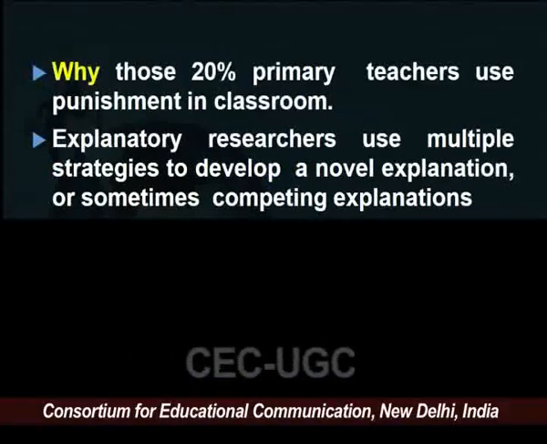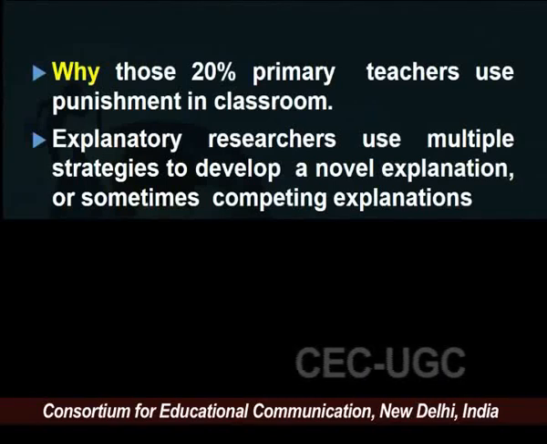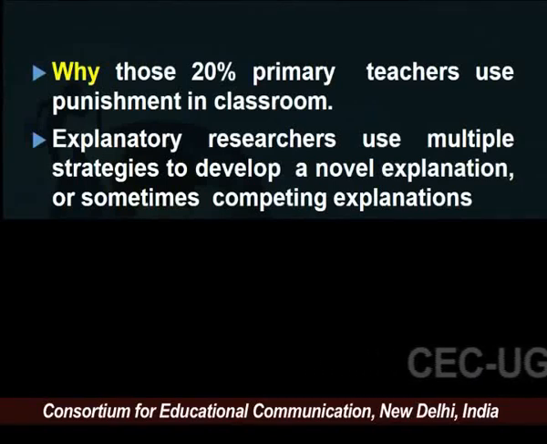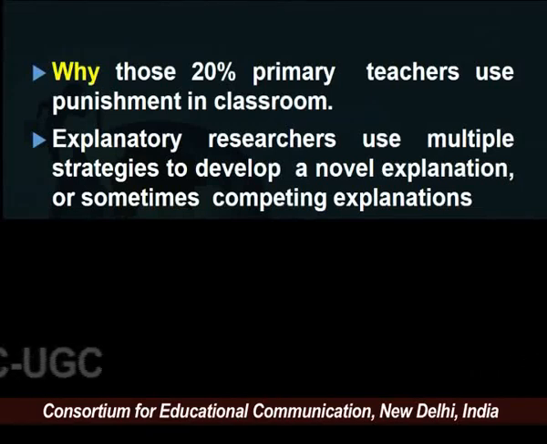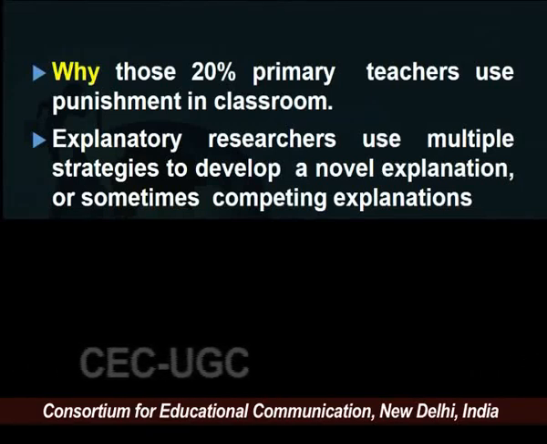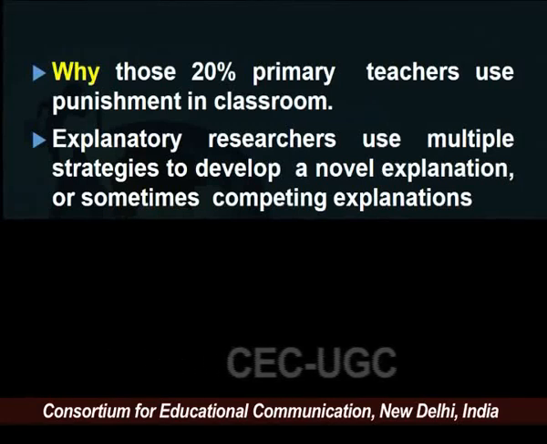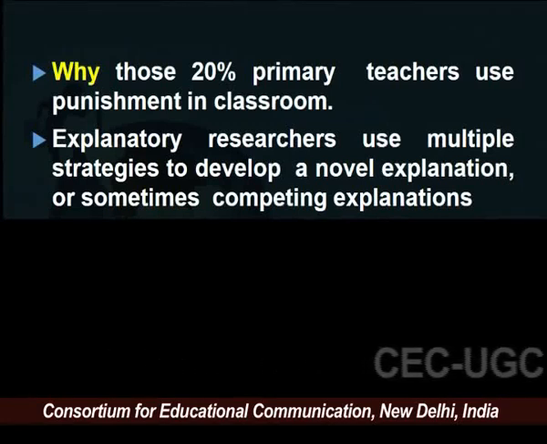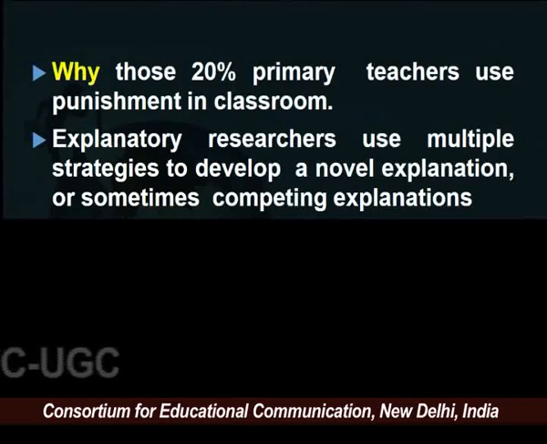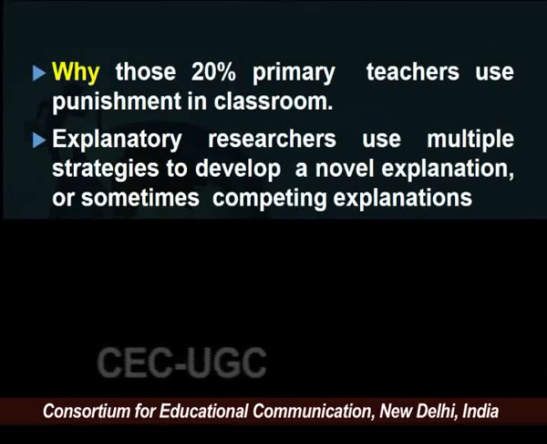So in the example where 20% of primary teachers were seen using punishment in the classroom, an explanatory researcher will find out why, what was the reason for using punishment by those 20% of teachers. So explanatory research uses multiple strategies to develop a novel explanation or sometimes a competing explanation.